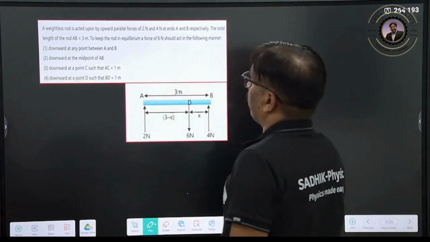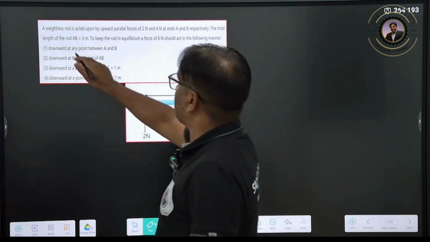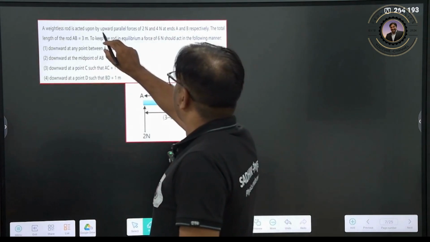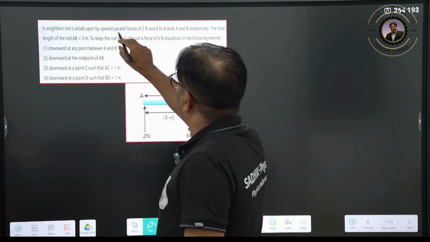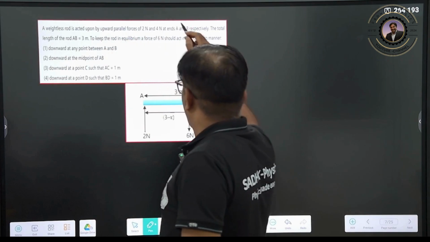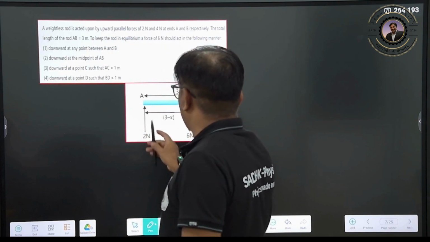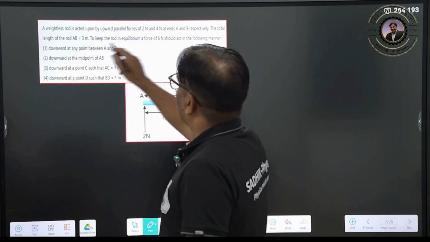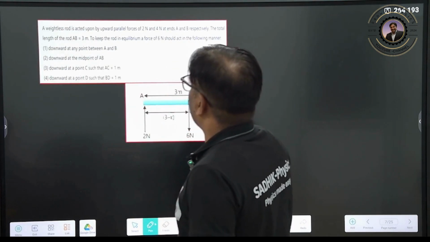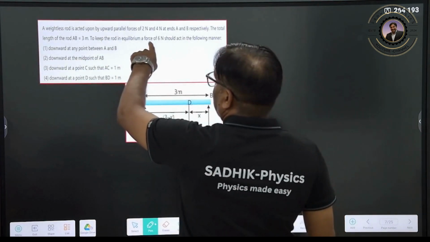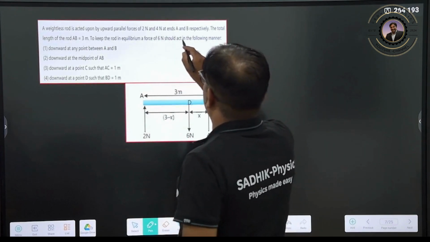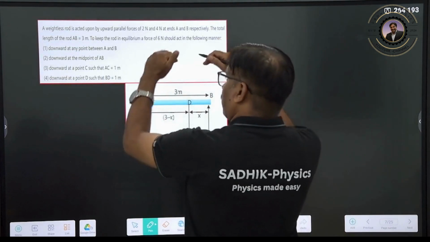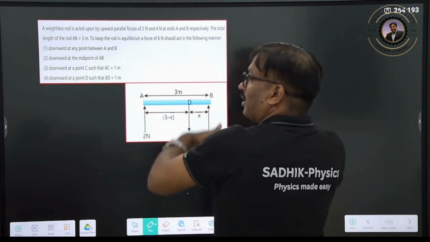Right. Now there is a weightless rod. This rod is weightless. Weight is not there now. Right? It is acted upon by the two upward parallel forces now. What are the forces now? This side is 2 newtons, this side is 4 newtons, at the ends. The total length of the rod is 3 meter. Very good. To keep the rod in equilibrium, 6 newtons should act in the following manner. That means here 2 upward forces are there, compulsory 6 newtons should act downward onto this.